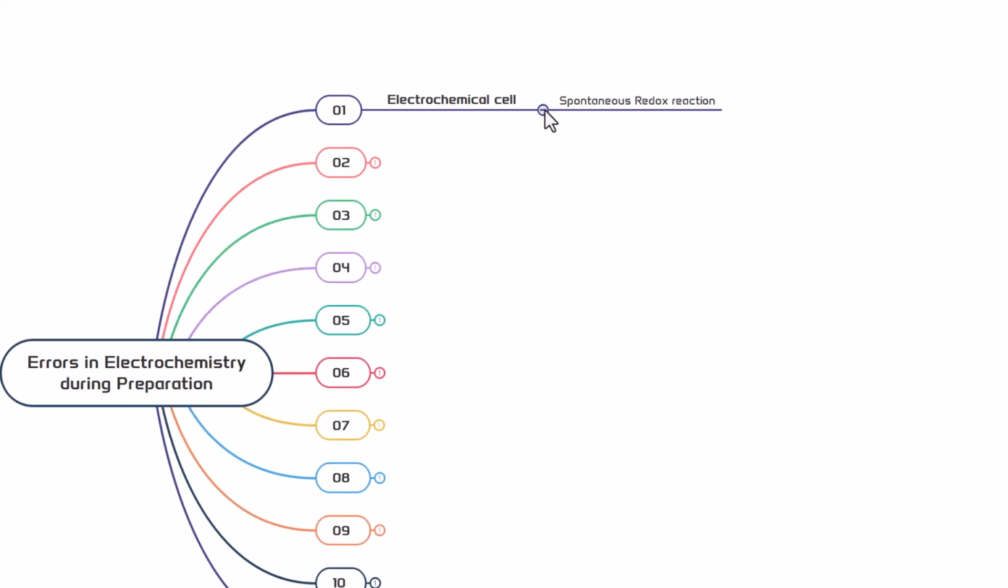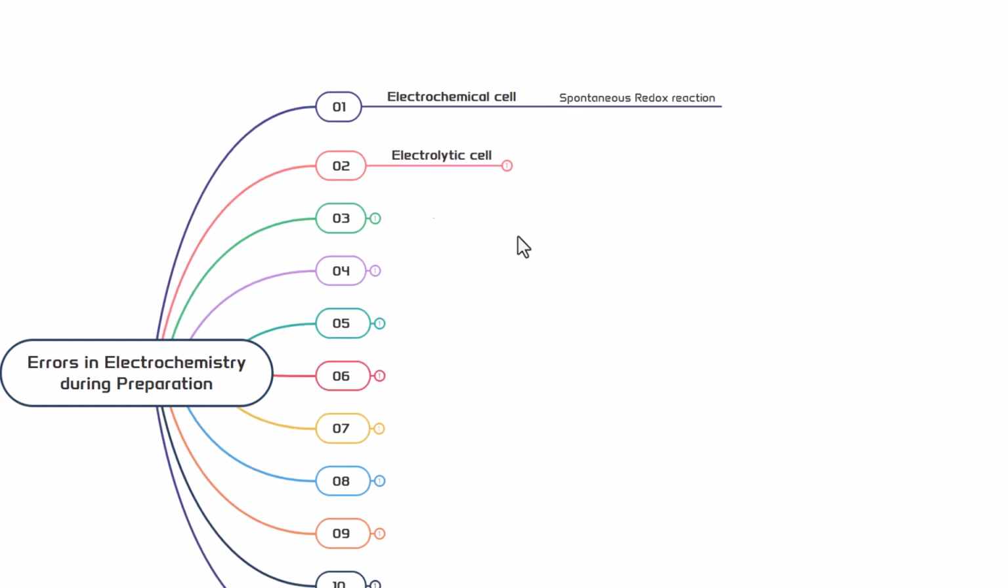In an electrochemical cell, it is due to the spontaneous redox reaction. The electrochemical cell works due to the spontaneous redox reaction. Spontaneous means it takes place on its own. Most of the students are not aware that the reaction involved here is a spontaneous redox reaction.